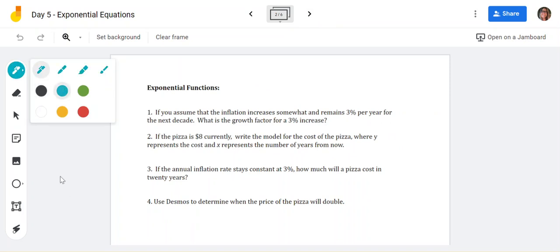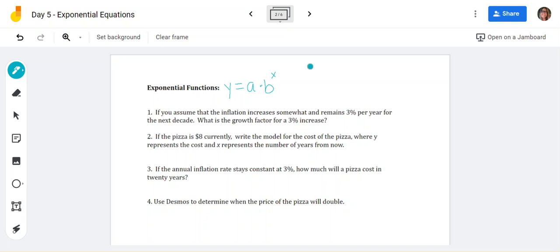So exponential functions have the form y equals a times b to the x power. So a is our initial value, and b is our growth or decay factor.